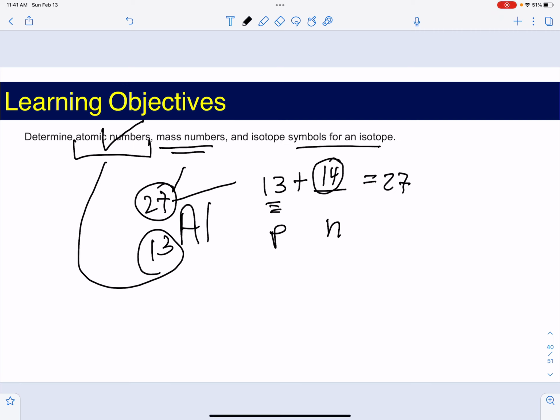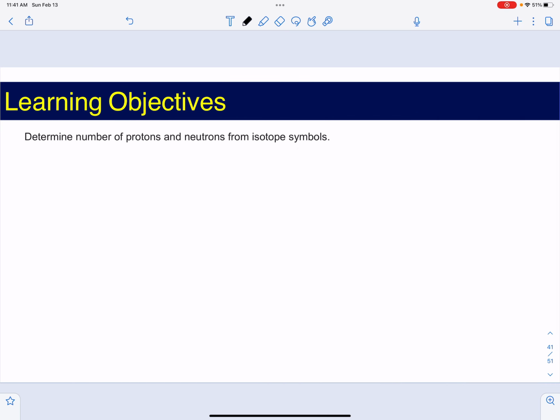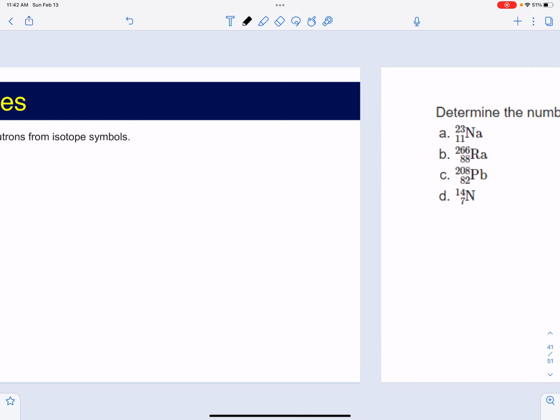You should be able to do that with an isotopic symbol given. Determine the number of protons and neutrons from isotopic symbol. We just did that, but let's practice some more.